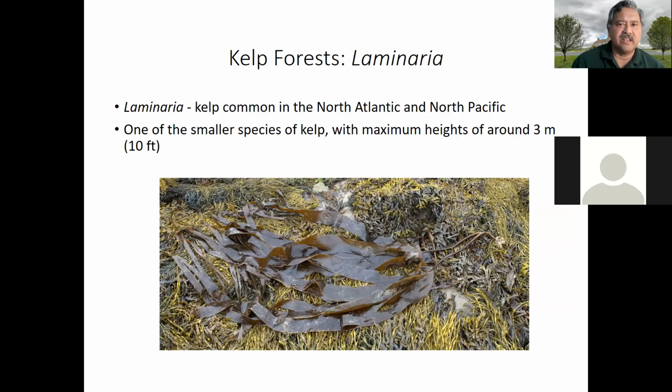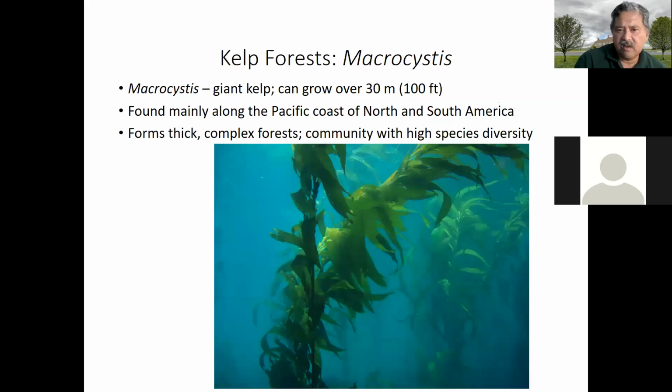Kelp is common in the North Atlantic and North Pacific. This is one of the smaller species of kelp, with maximum heights of around 3 meters, just 10 feet long. Where I used to live, we had a kelp forest off the coast of California. And what was common there was macrocystis. This is the giant kelp, and these can grow over 100 feet long, mainly along the Pacific coast of North and South America.